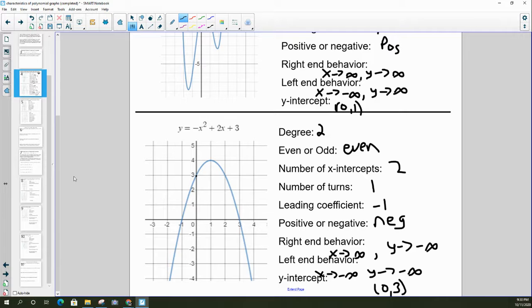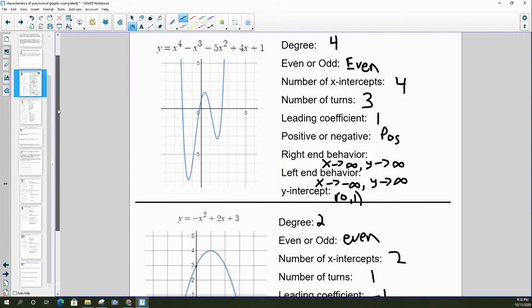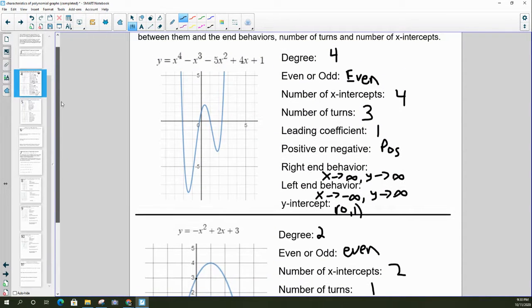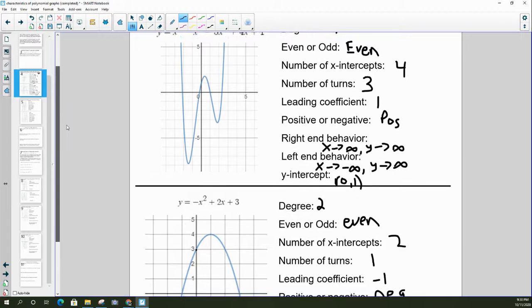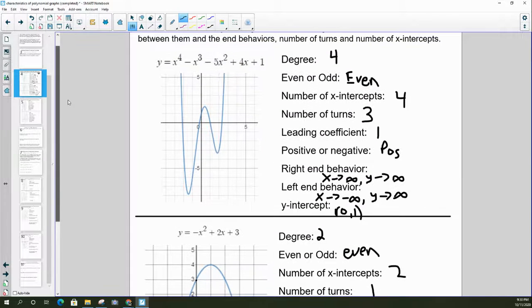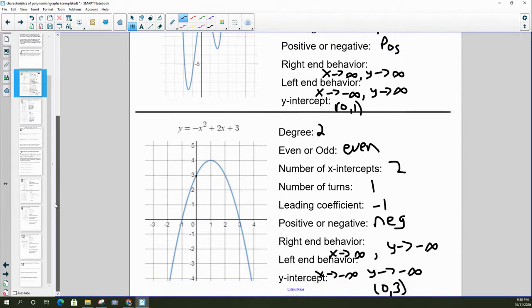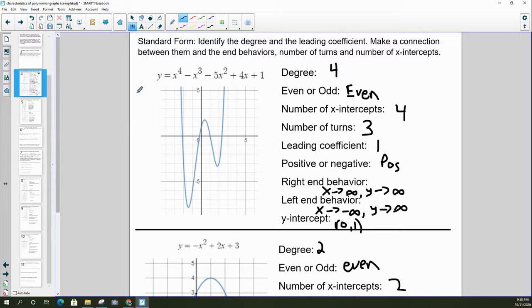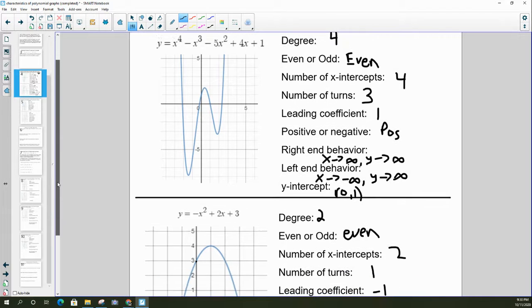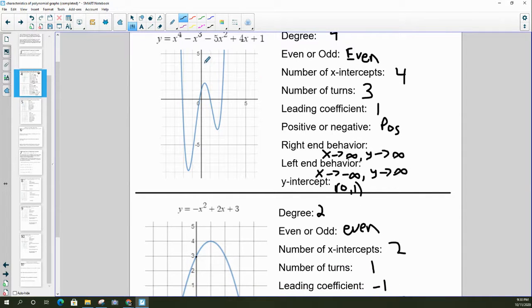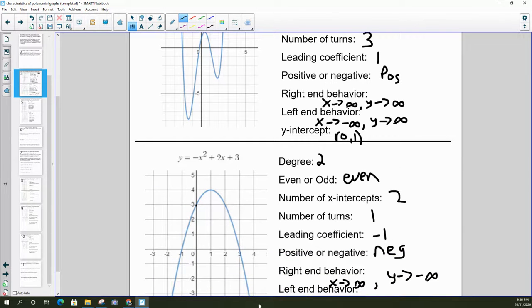On both of these graphs, they are even degrees. One's a 4th degree, one's a 2nd degree. What do they have in common? Both end behaviors are going the same direction in both graphs. Now both are going down and the other one is both going up. What's different is that the leading coefficient was positive on the one that was both going up, and the leading coefficient was negative on the one that was both going down.